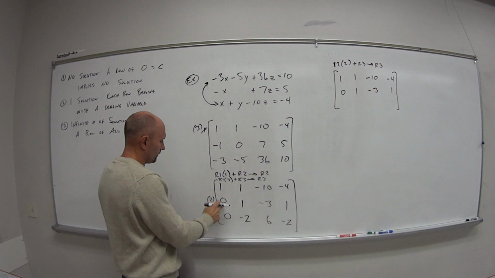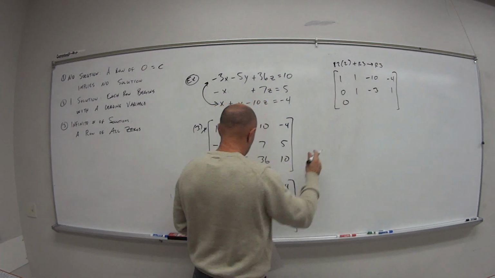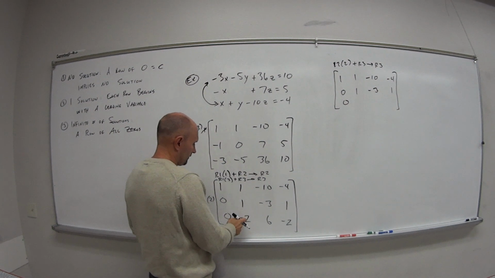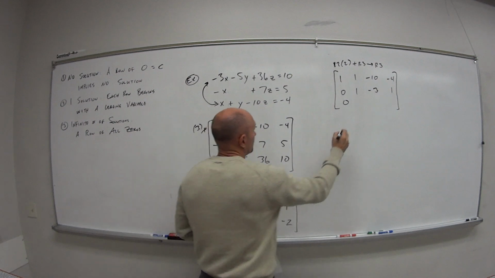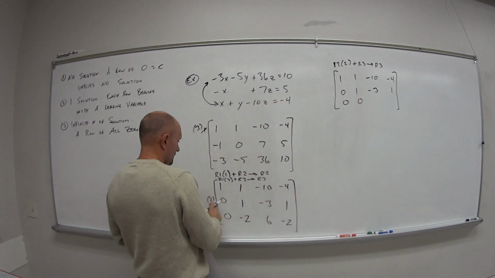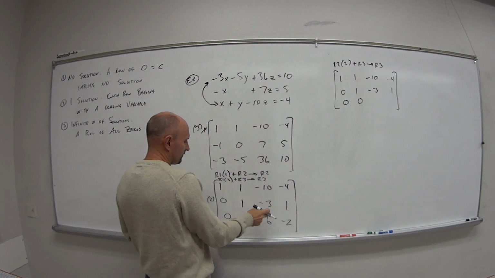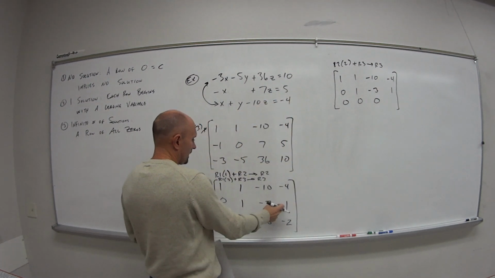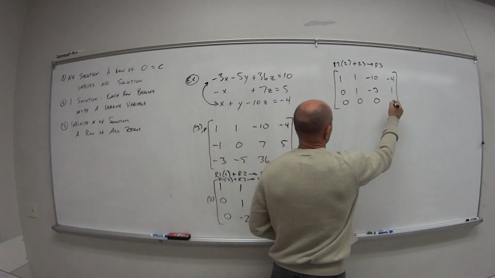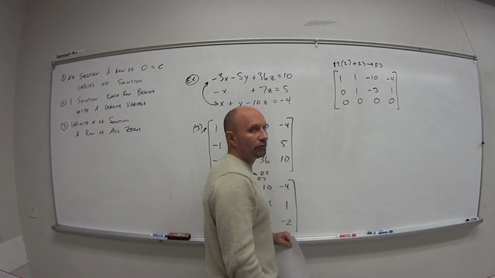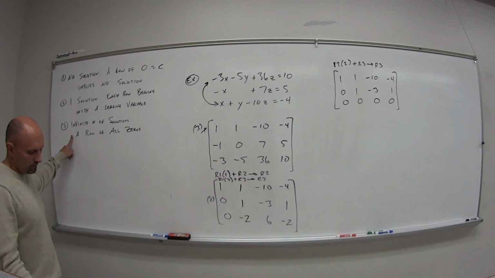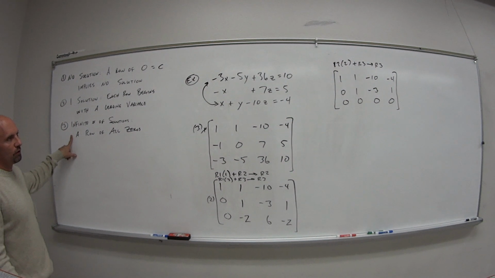So when I do that, 0 plus 0, 0. 2 times 1 is 2, plus minus 2 is 0. 2 times negative 3, negative 6, plus 6 is 0. 2 times 1 is 2, minus 2 is 0. So we have all zeros on the bottom row. So that tells us what? It tells us we have an infinite number of solutions.